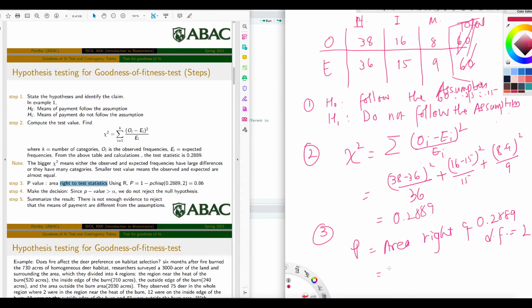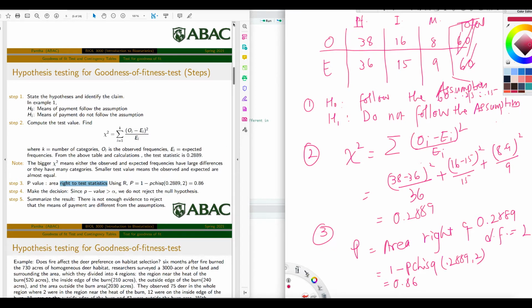How do I find the area to the right? You should do 1 minus. Because pchisq finds the area to the left, but if you do 1 minus, you will find the area to the right of 0.2889 with 2 degrees of freedom. You see that? 1 minus pchisq of that. And what do you get? You get 0.86.